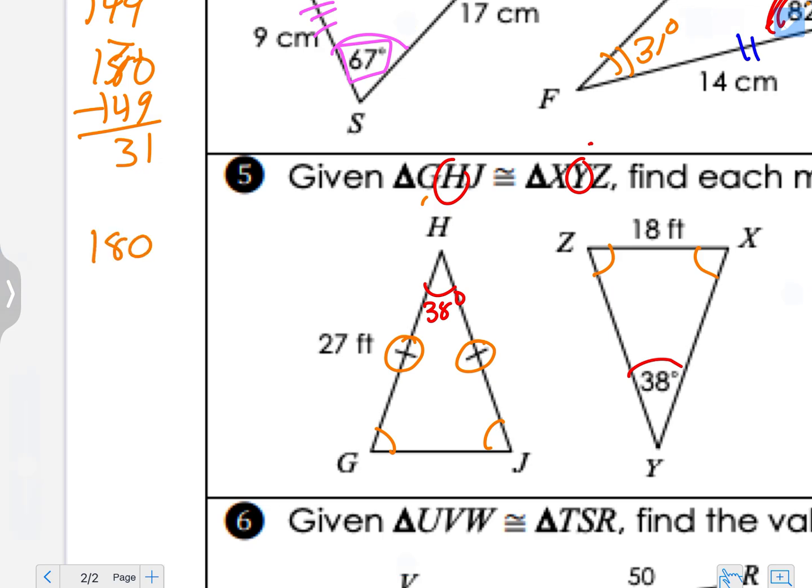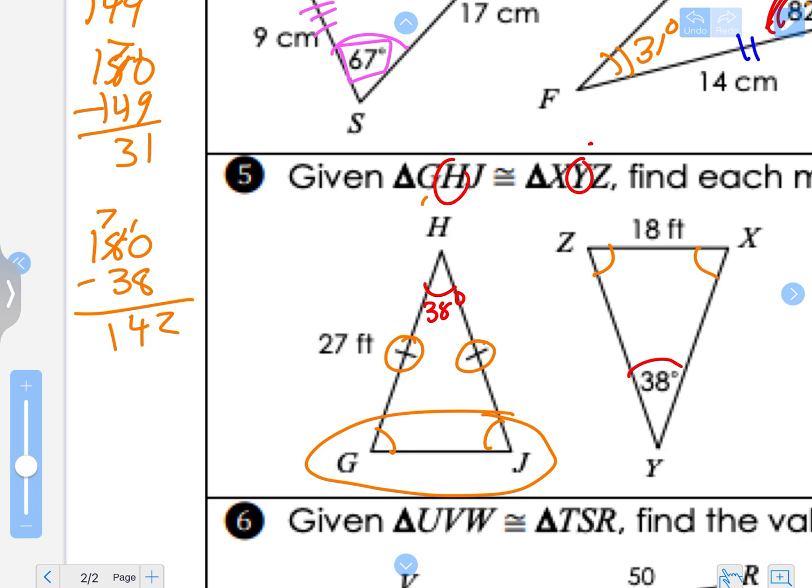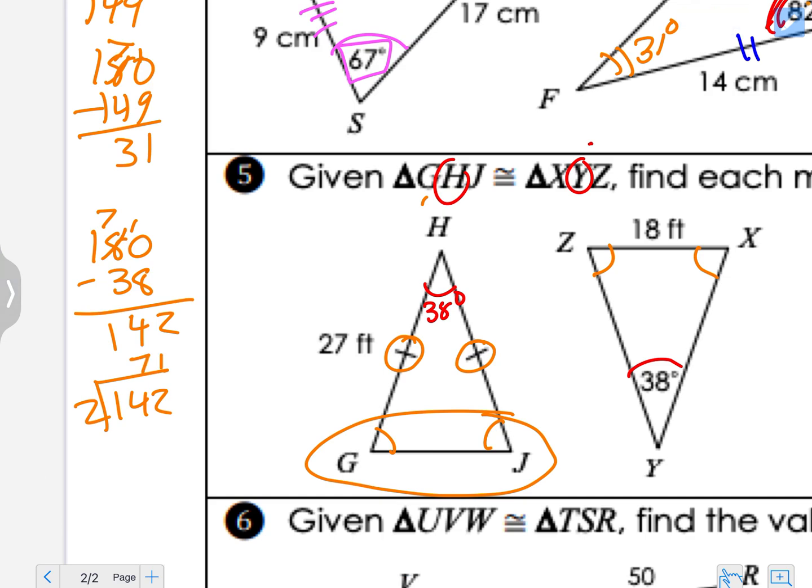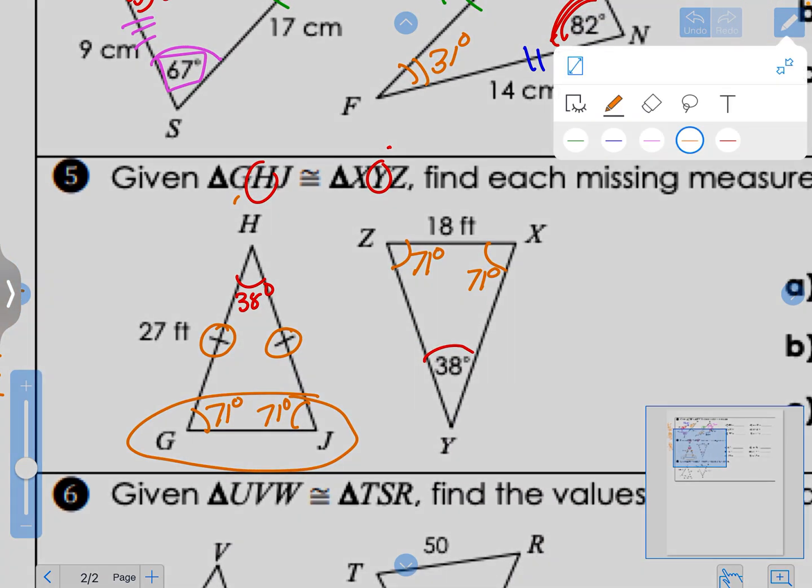So I need to take 180. I need to subtract 38 because that is the measure of angle H. 142. So I know that G and J combined equal 142. And because I know that G is equal to J, I'm going to take 142 and divide it by 2 because I know those two angles are congruent. So 2 will go into 14, 7, and 2, 1. So I know that G is 71 degrees, J is 71 degrees, Z is 71 degrees, and X is 71 degrees.